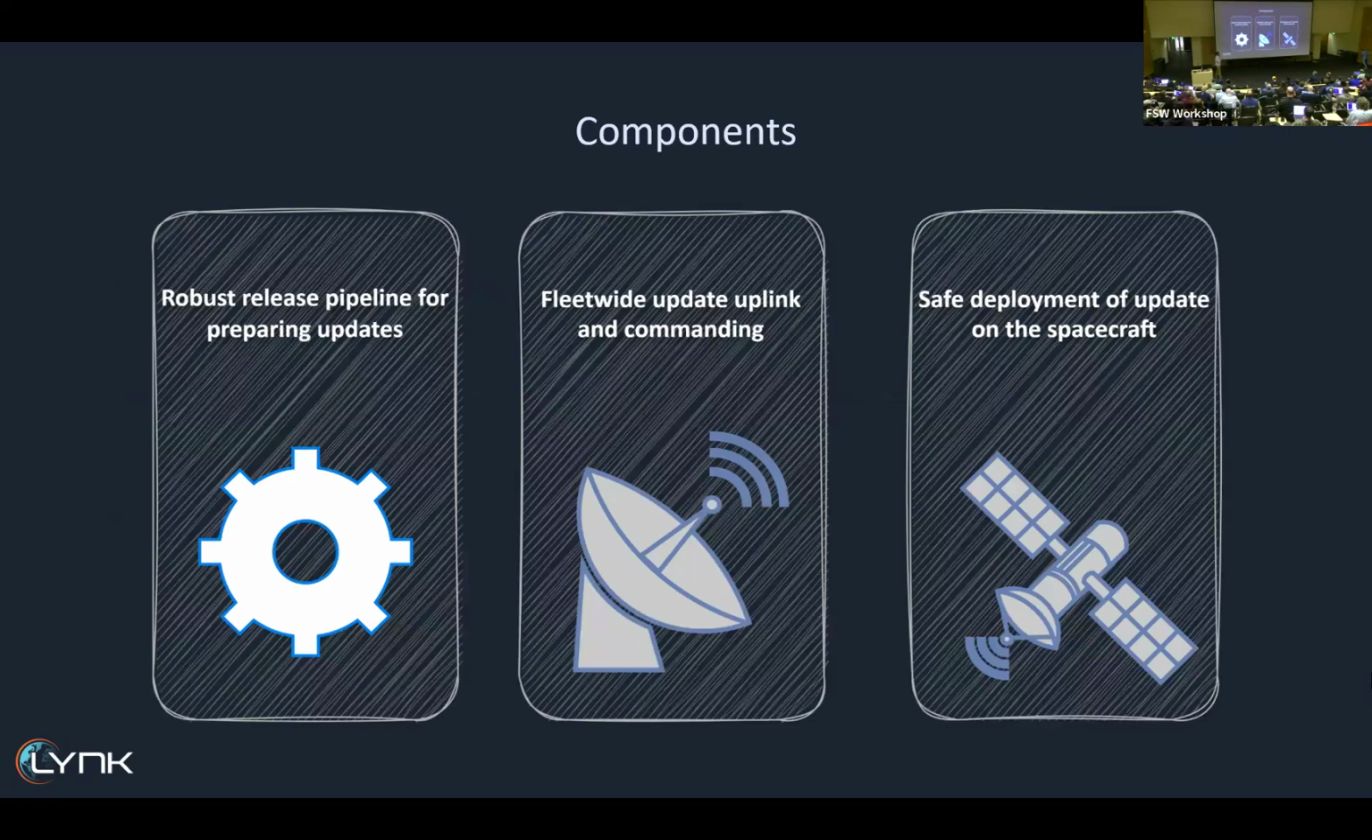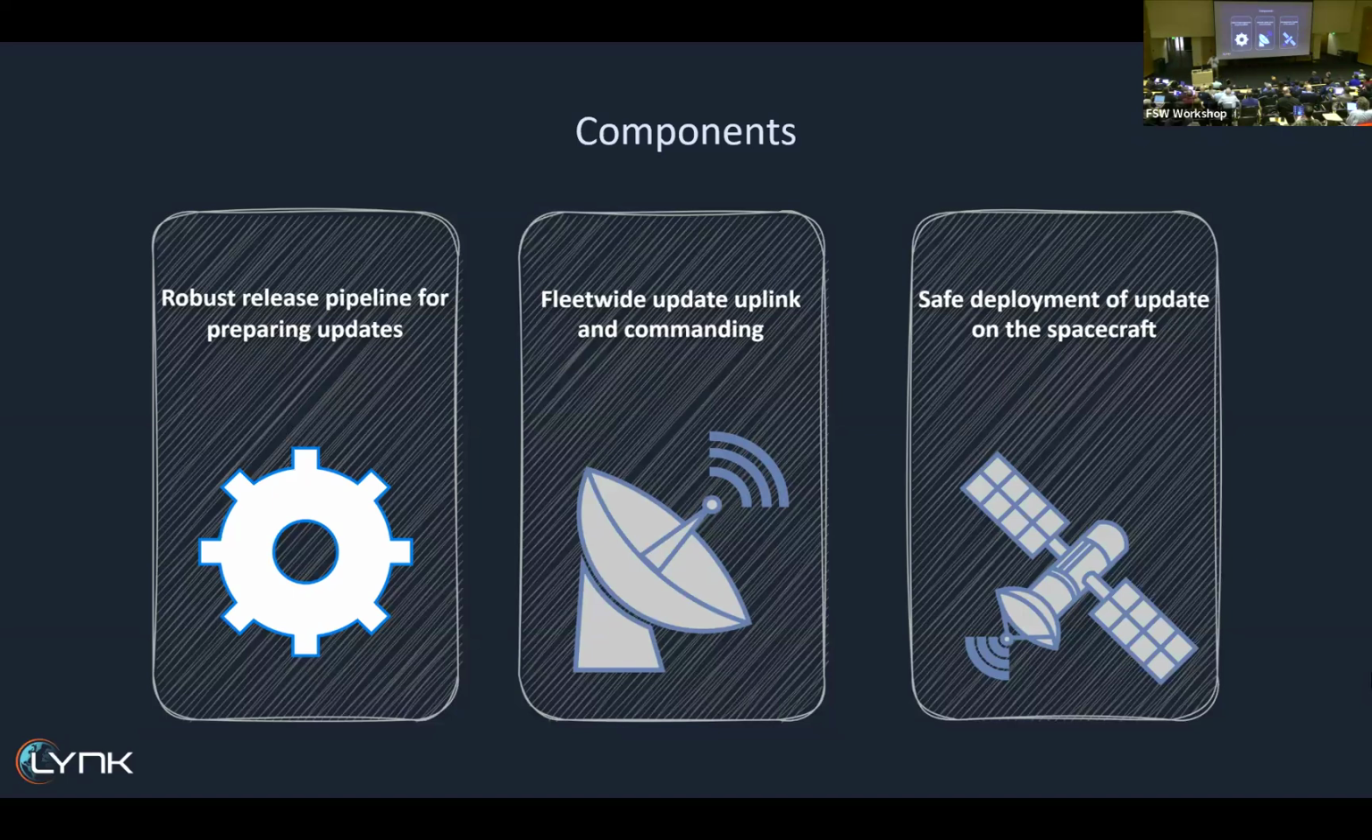So I've laid out what I think are the 3 pillars of a good update system. First part is a pipeline that builds and prepares those updates on the ground. The second part is a system that takes those updates, puts them on your satellites, and chooses a time to execute the update. And then the final part is a system that can actually perform the update and make sure it works. And if it doesn't work, roll it back and put the spacecraft in a good state.